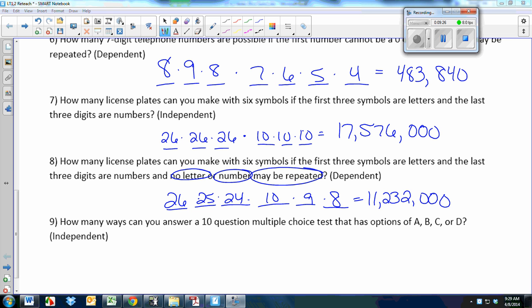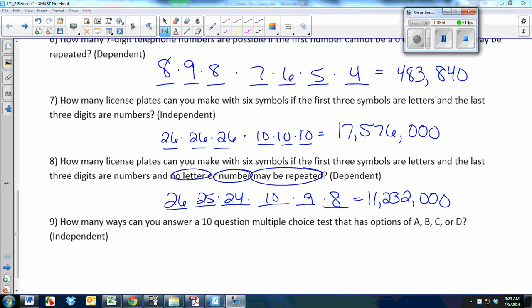Independent choices mean that the one that you chose first doesn't affect the one you choose second. There's no relationship. However, when you pick a number or a license plate letter and it says you can't repeat, you can't use that letter again. That's the dependent choice. All right, so the last one. The answer is not 40. Not 40. Now, the way you get 40 is 10 times 4.